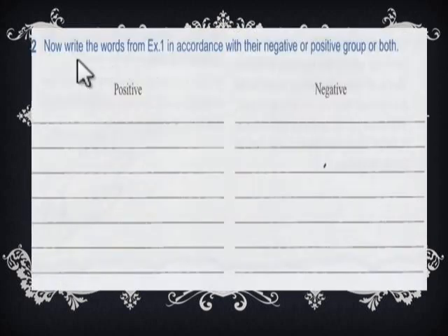In the next exercise, you should write the words from exercise 1, which we have already done, in accordance with their negative or positive group, or both. You should write the positive words here, and in the second column you should write the negative words.